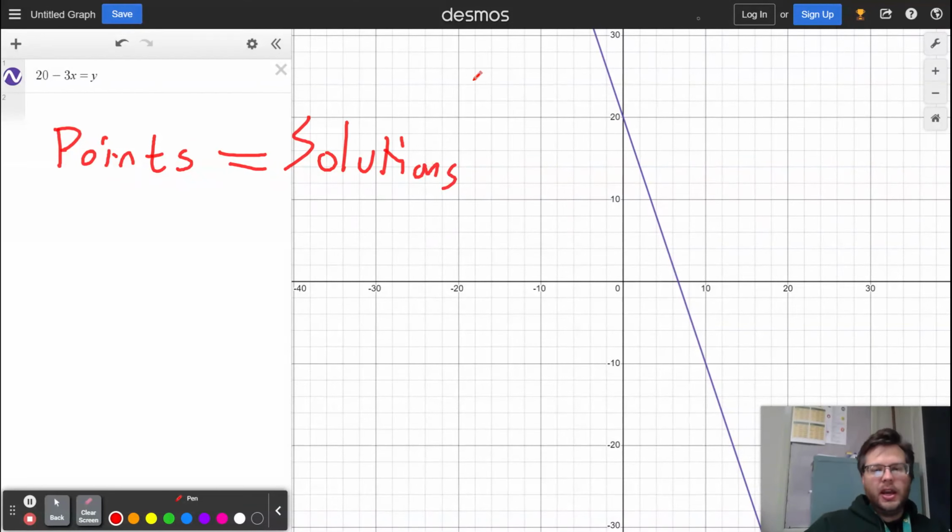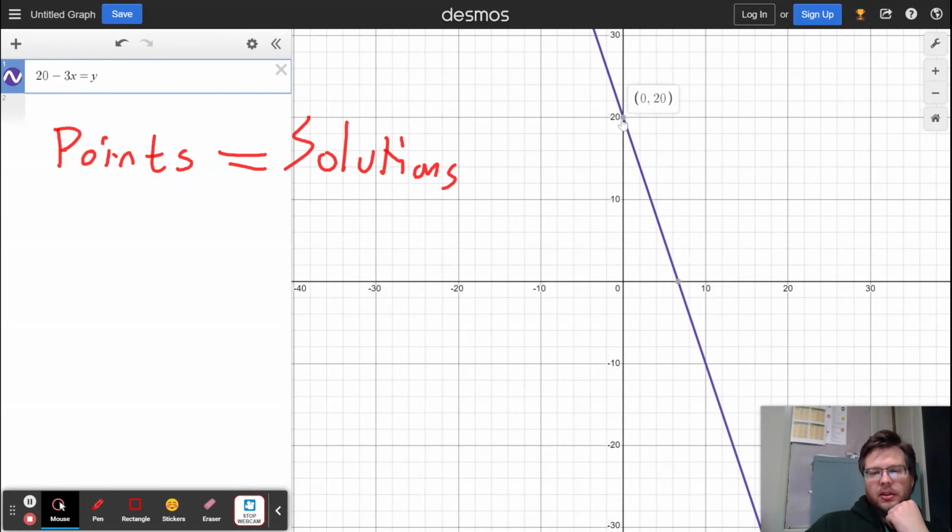So when I look at this line, I can see a couple solutions. 0, comma 20. Now, it's not that 0 is a solution. It's not that 20 is a solution. It's that those two numbers together are one solution. You need two numbers because there are two letters in the problem. So the two numbers 0, comma 20 make one solution.